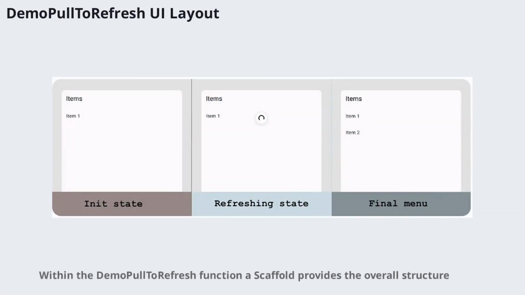Within the demo pull to refresh function, a scaffold provides the overall structure, including a top app bar. The box layout contains the lazy column for displaying items and the pull refresh indicator for feedback. This setup ensures that the UI remains organized and that the pull to refresh gesture is always available to users.